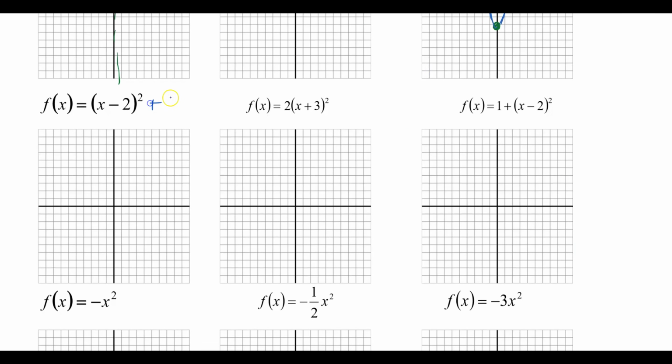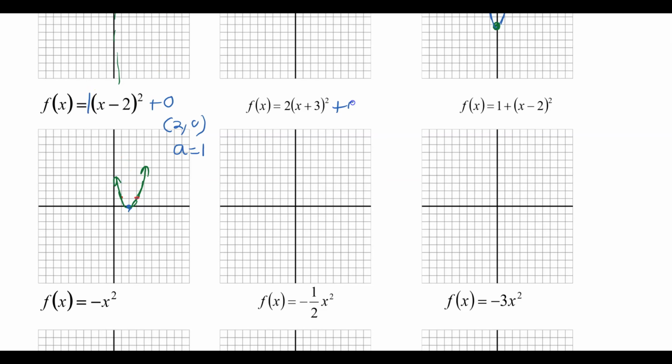So this one just needs a plus 0. So my vertex would be 2, 0. And my a is 1. So 2, 0. A is 1. So up 1 over 1. And then we connect. So if you don't see anything in front, it's a 1 sitting there.